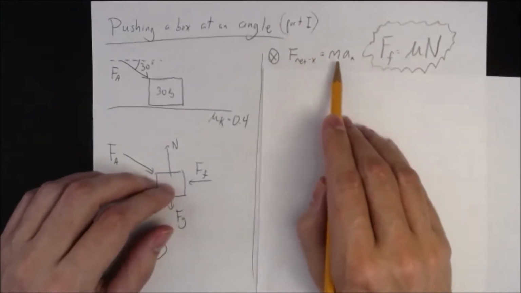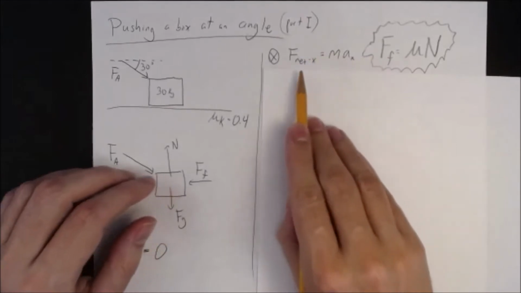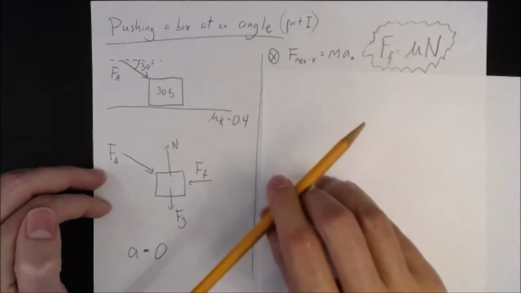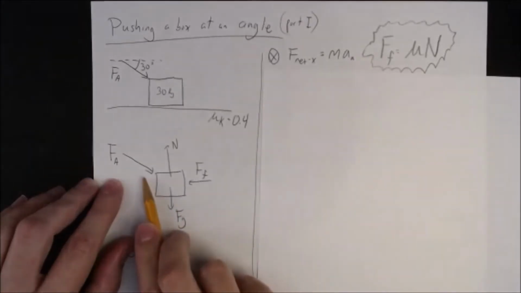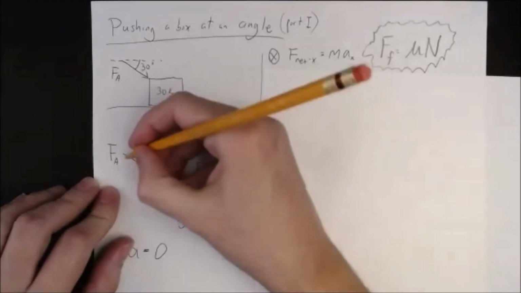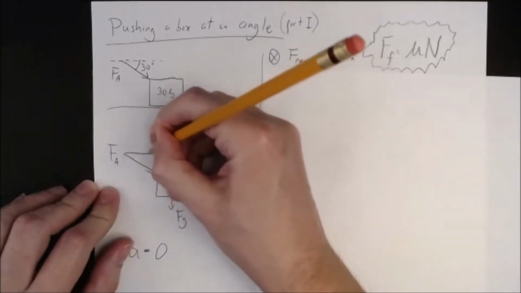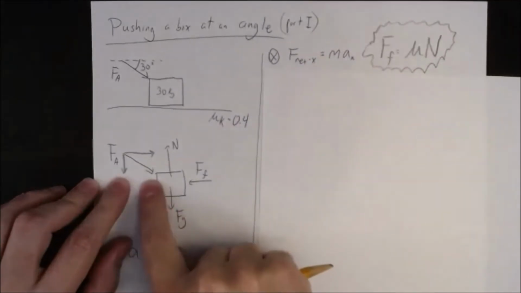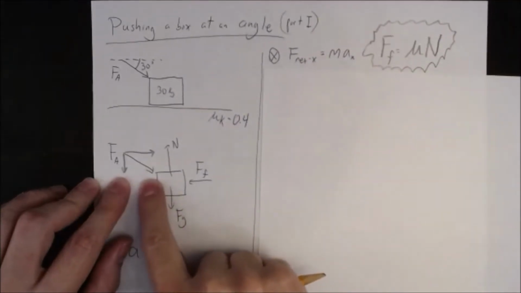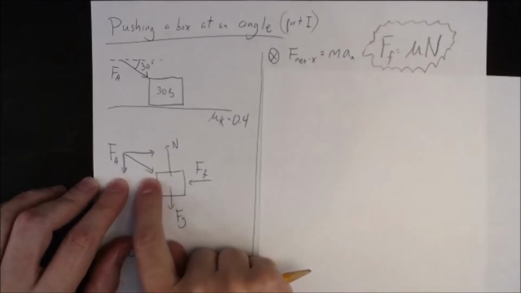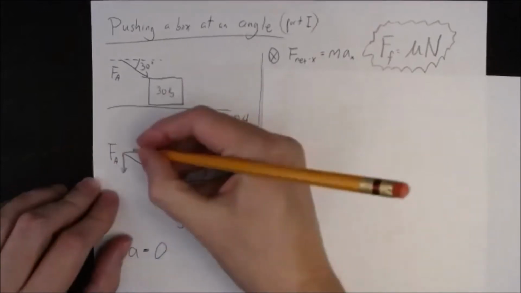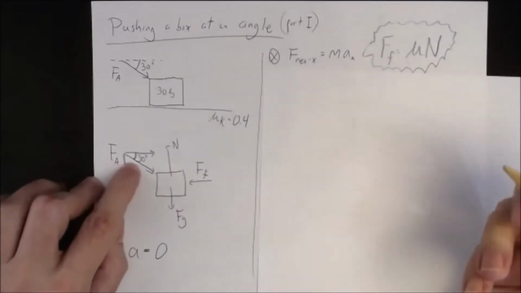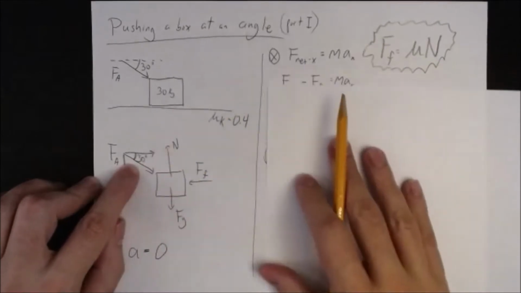F net x is equal to max. The net force is all the positive forces in that direction minus all the negative forces in that direction. If you look at this right here, then this force applied has some in the x and some in the negative y. Like that, we can break up that force applied into those two components right there. We're looking for this amount, and we know that this angle in here is 30 degrees. And that gives us the clue we need to figure out the length of that.